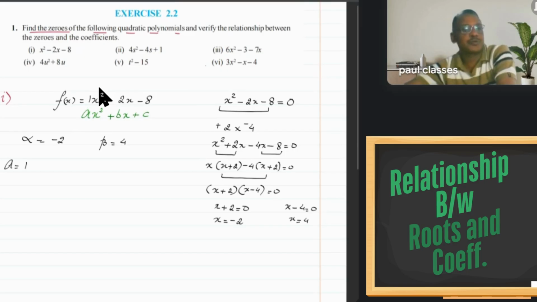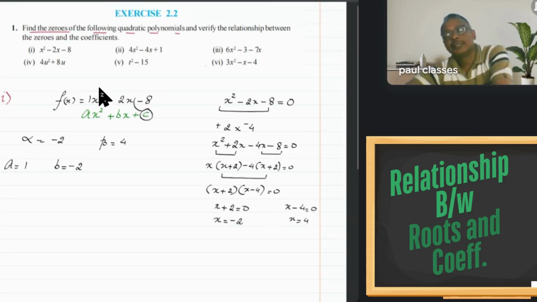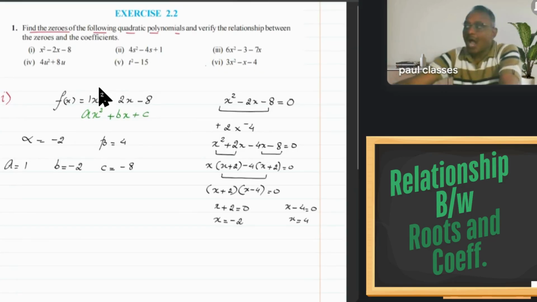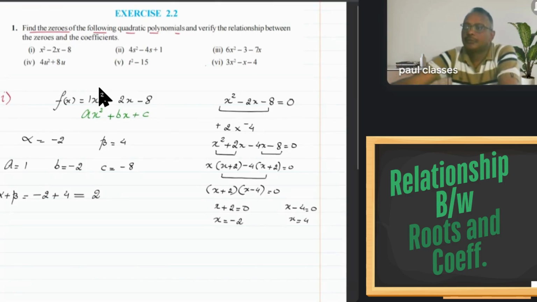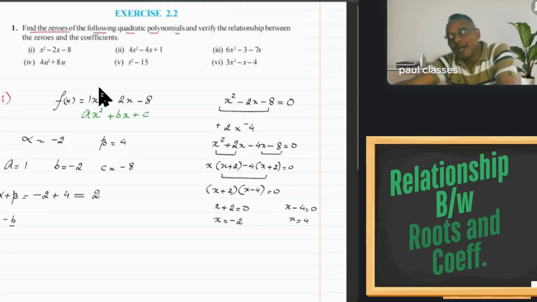1. x square के साथ कुछ भी नहीं तो 1 मानेंगे. What is b here? Minus 2. C here, minus 8. I will first of all find out what is alpha plus beta. Minus 2 plus 4. What is minus 2 plus 4? Positive 2. Positive 2. What is minus of b by a?